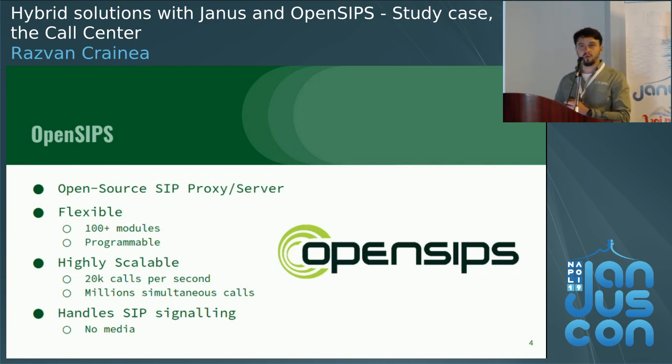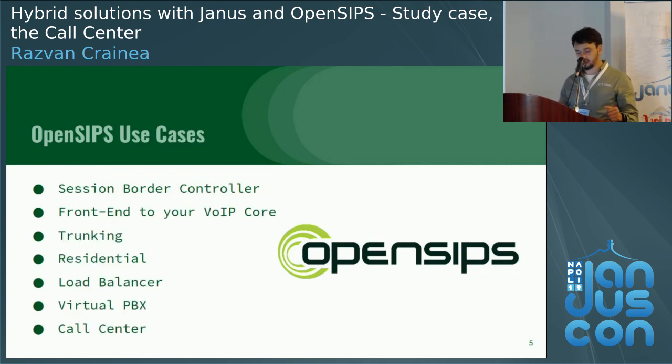However, of course, we have a couple of limitations when it comes to media applications. There are a couple of use cases. For example, you can use OpenSIPS as a session border controller or SBC. You can have it in front of your current VoIP platform. You can use it as a load balancer. You can do all sorts of trunking scenarios, residential scenarios. You can build virtual PBX applications based on OpenSIPS and its modules, as well as use it as a call center and queue manager. And that's what we will be talking about today.